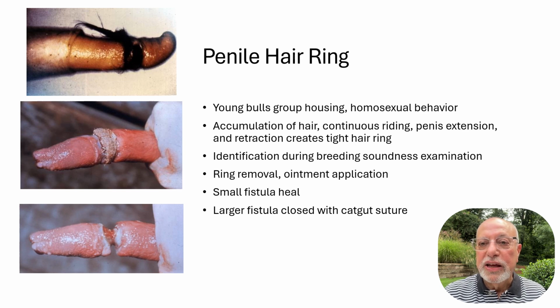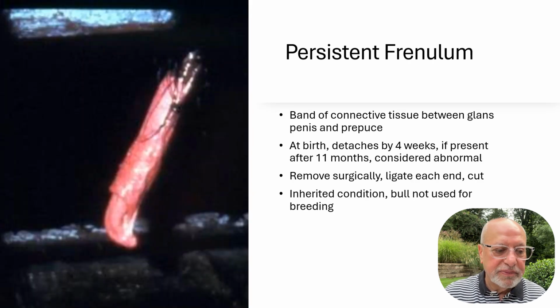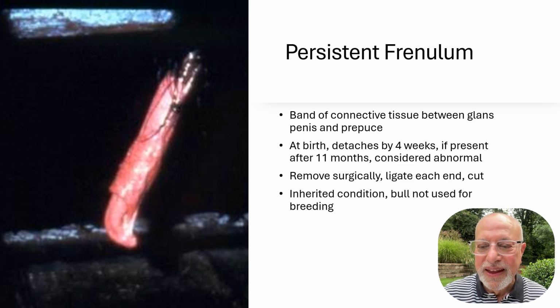If this fistula or the injury or the area is deep, then you may consider other options of maybe cleaning and suturing that area. The last condition I'm going to discuss is the persistent frenulum. This is a connective tissue band between the prepuce and the tip of the penis. What happens is that after the animal is born, these calves have attachment of the prepuce with the penis, and the attachment releases in about a few weeks, let's say 3 to 4 weeks.